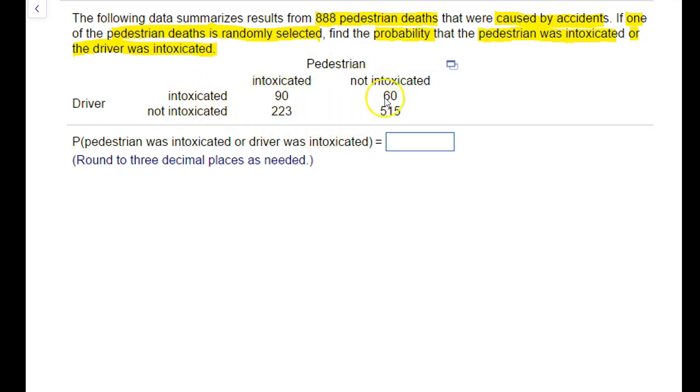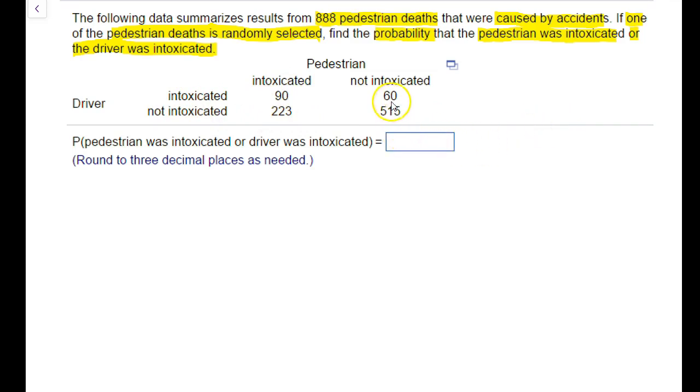This first row is where the driver is intoxicated, and this row here is where the driver was not intoxicated. So again, these are deaths. Each of these numbers is counting deaths, and the columns relate to whether the pedestrian is intoxicated or not. The rows are related to whether the driver is intoxicated or not.